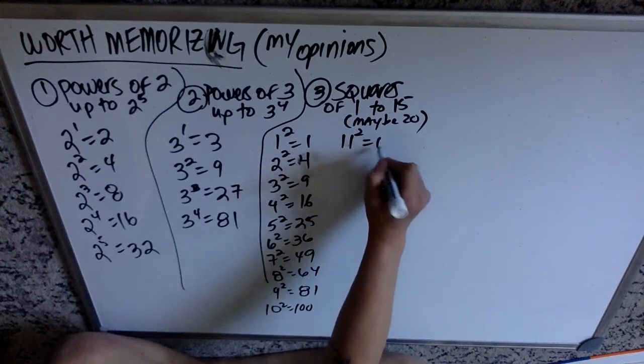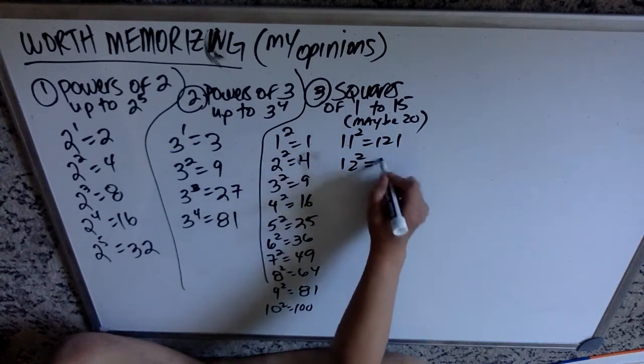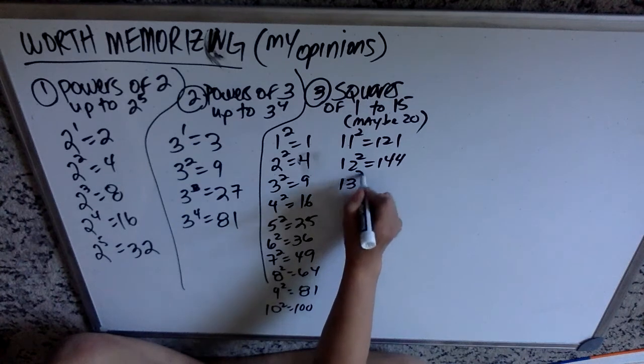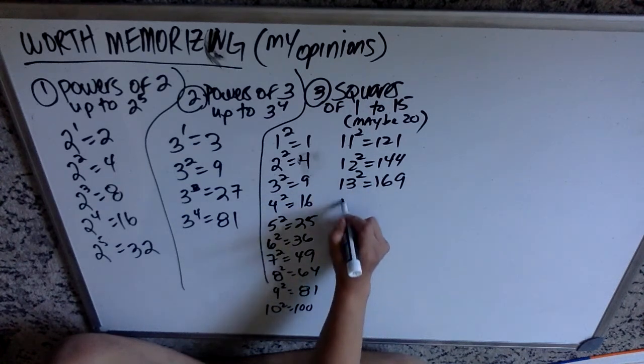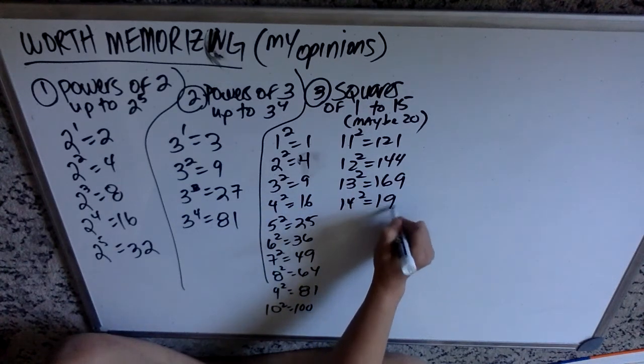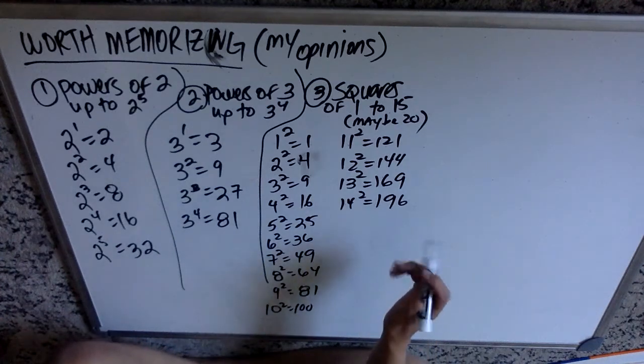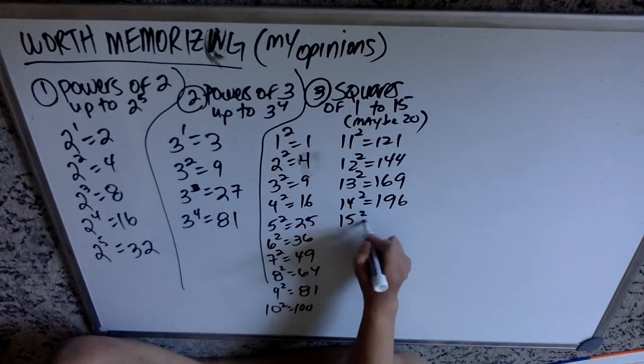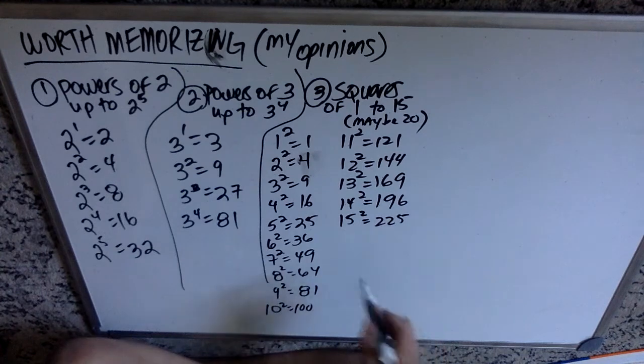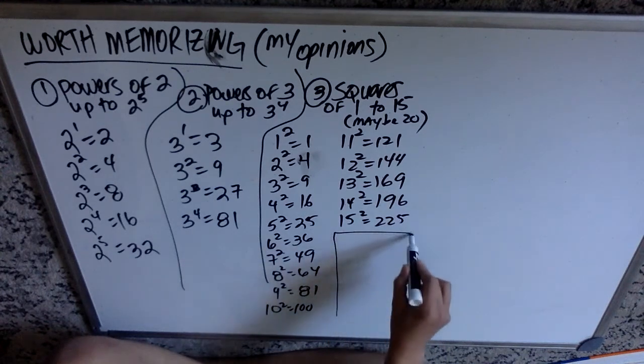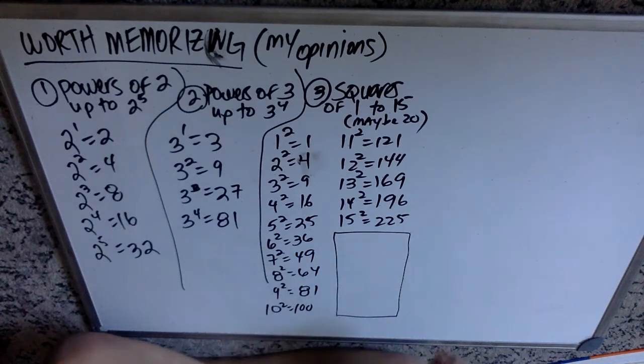11 squared is 121, 12 squared is 144, 13 squared is 169, 14 squared is 196, which is helpful if you remember 13 because then you're just transposing the last two numbers, and then 15 squared is 225, right? If you choose to memorize these, that's up to you. Like the next 5, I will say that they're not awful and it's kind of useful to have.